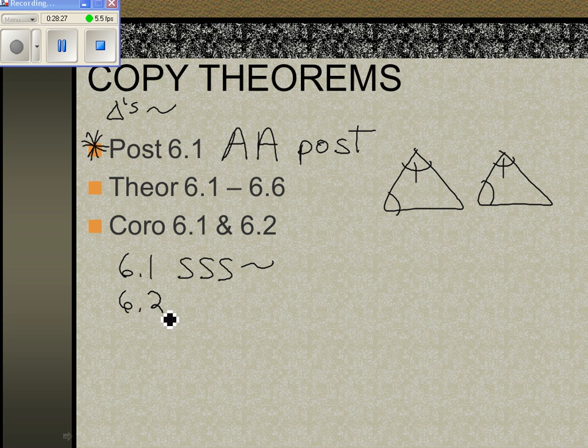Anybody guess what that one stands for? Side angle side. Now with this again, you got to remember that the sides are proportional to each other, but the angles are what to each other? Congruent. All right, so don't forget that. Sides are proportional, angles are congruent.